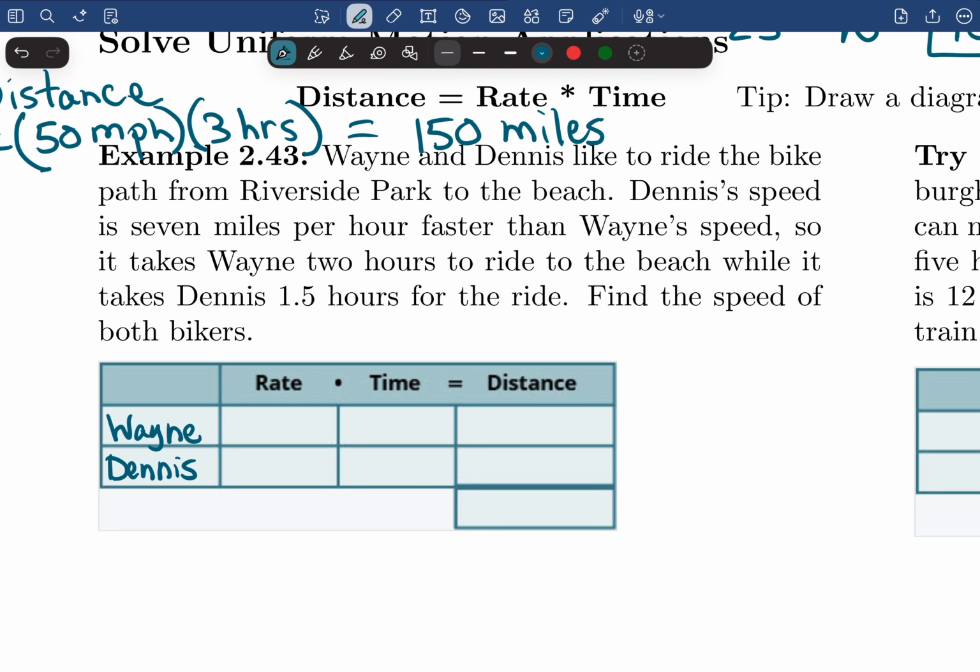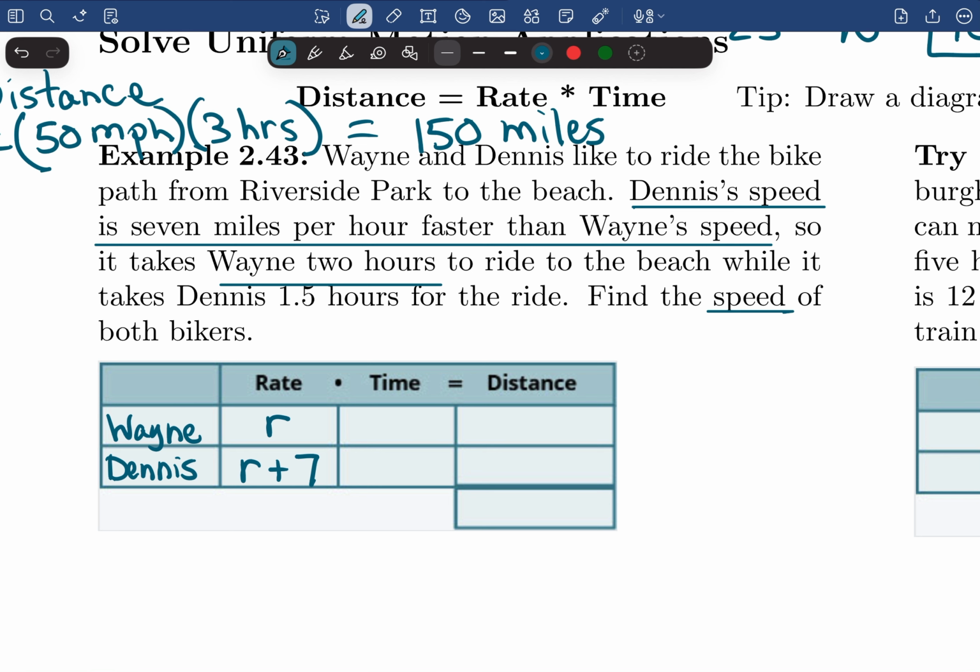Well, we don't know the speed of the bikers. Speed is the same thing as rate. Okay, so we don't know the rate. So let's call Wayne's rate R. But what we do know is that Dennis is going 7 miles per hour faster than Wayne. So if we called Wayne's rate R, Dennis would be the same rate plus 7. So R plus 7.